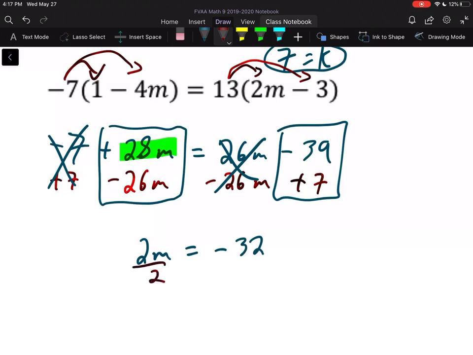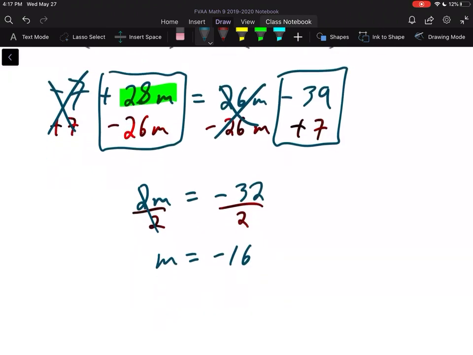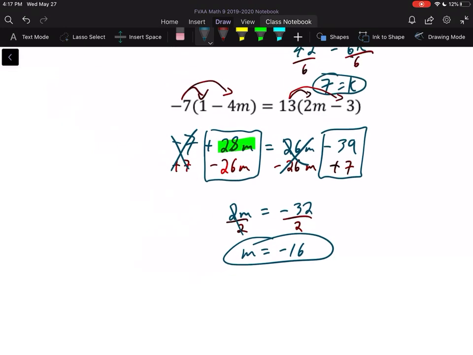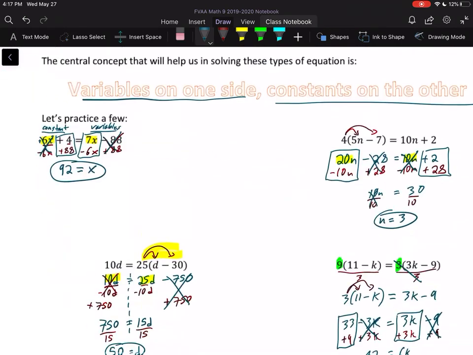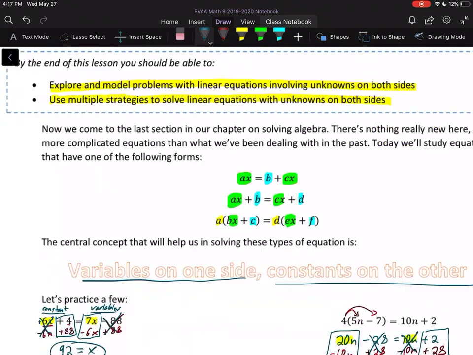And last step, divide both sides by 2 to isolate the m. m is negative 16. And that would be your final answer. All right, hopefully this video is helpful for you so far. All right, that's just the first page of our notes.